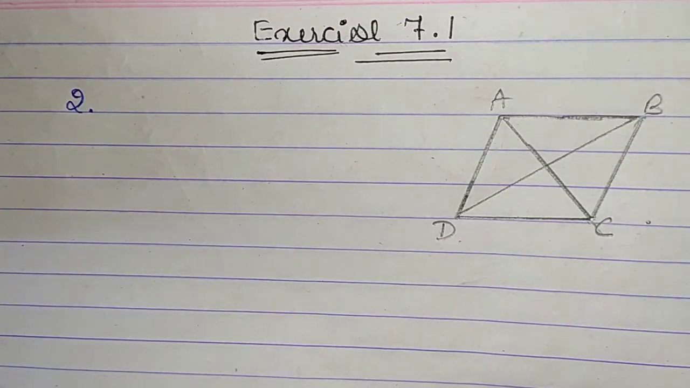Exercise 7.1 of the chapter quadrilaterals. The first sum was given to you as your homework. Hope you have done it.